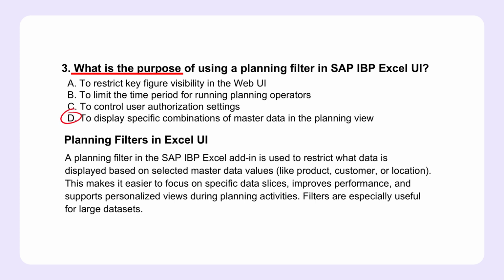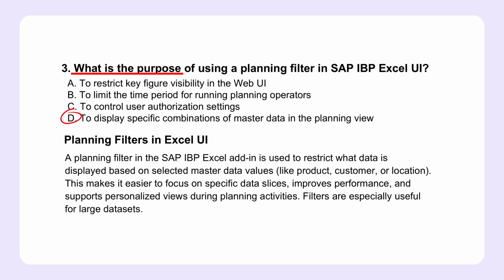For example, if you're in charge of forecasting sales for a particular product line in a certain region, let's say for the next quarter, a planning filter lets you define those precise criteria, those selected combinations of master data, like products, locations, customers, and it helps you avoid getting lost in a sea of information that's not relevant.